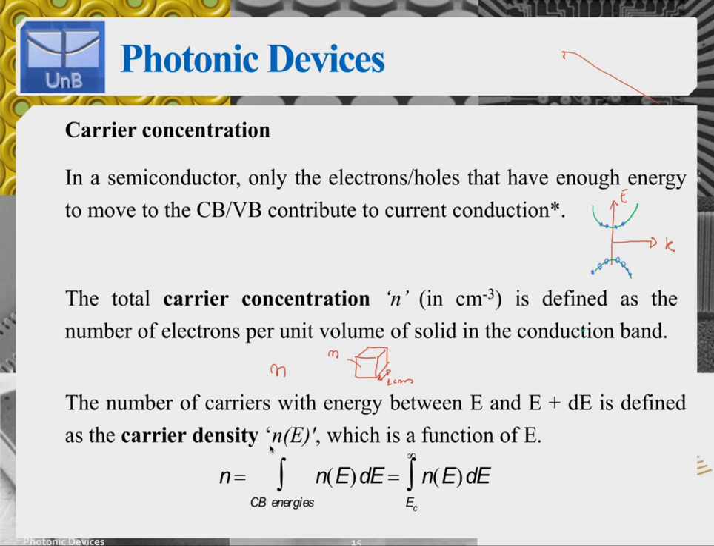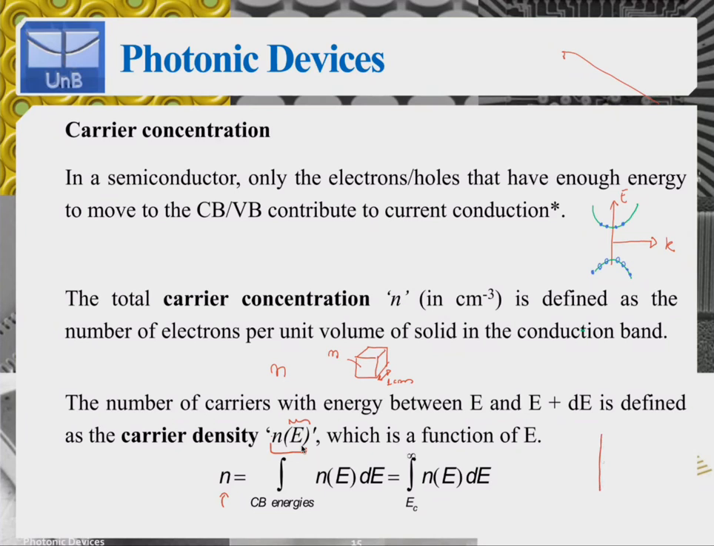A related concept is the carrier density, which is defined as the number of carriers, electrons or holes. For electrons we usually use N, for holes P. It is the number of carriers with energy between E and E plus dE, and usually the carrier density is written as N of E. So the only difference between the carrier concentration N and the carrier density N of E is that you explicitly write the E dependence when you're writing the carrier density. It's a different variable altogether. By definition, N of E is the number of electrons with energies between E and E plus dE.